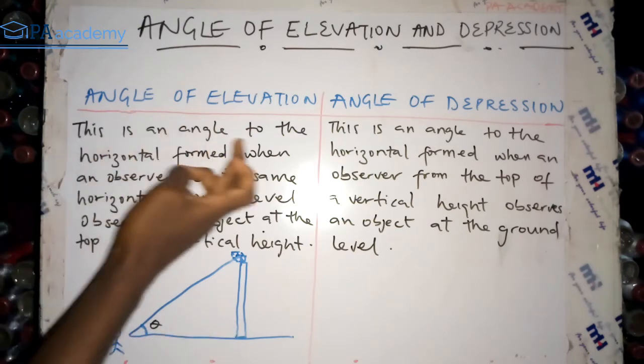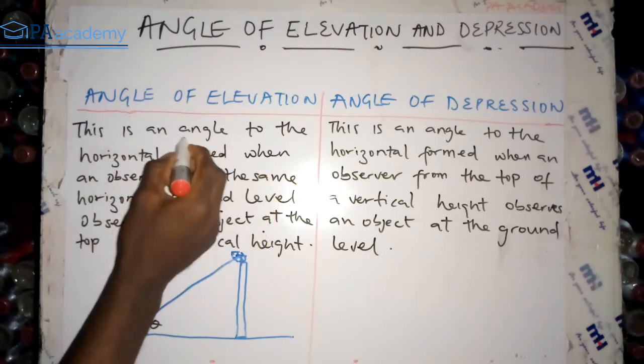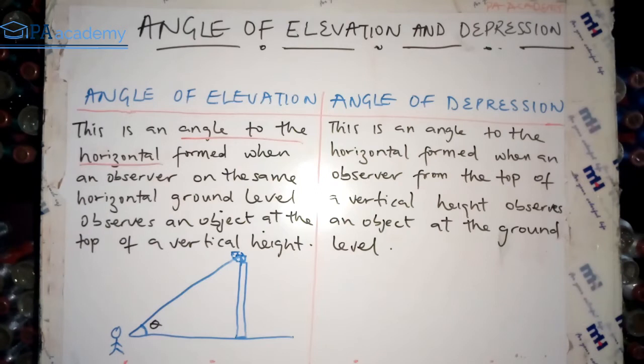It says this is the angle to the horizontal. You can see it forms the angle to the horizontal. Pay attention to those keywords. It says this is an angle to the horizontal, because sometimes some people make the mistake of drawing a straight line here and then taking this as the angle of elevation. No, this is not the angle of elevation. The angle is not formed to the vertical line, but rather it is formed to the horizontal line. So pay attention to that when you are dealing with angle of elevation. It is formed to the horizontal, not the other way around.